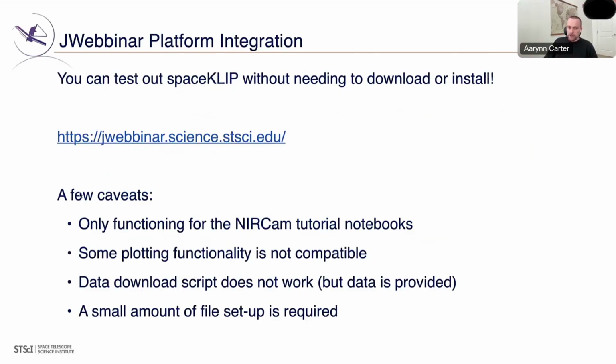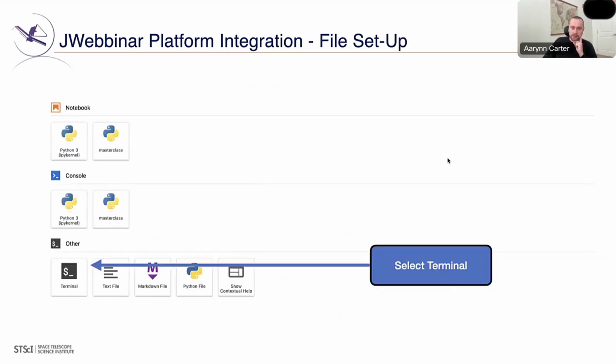A few caveats. It only works for the NIRCam tutorial notebooks. Some of the plotting functions don't work or have widgets that won't work in the platform, but that shouldn't really break things. And the data download script that is part of the normal notebook doesn't work, but we do provide the data instead. The last thing is that a small amount of file setup is required. I just sent a list of commands in the Slack channel that help you set this up, but I'll quickly blitz through it.